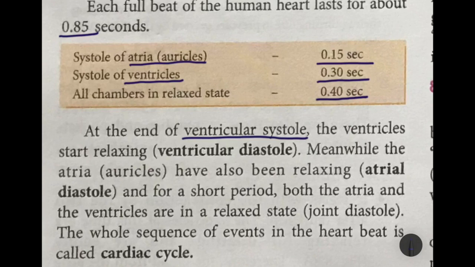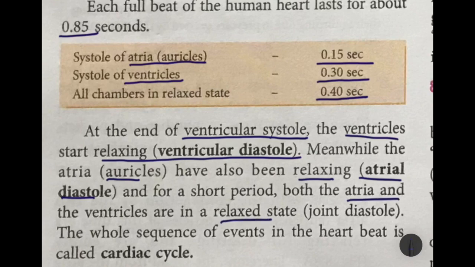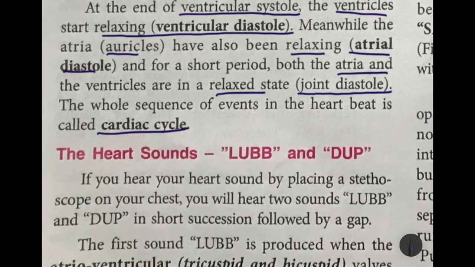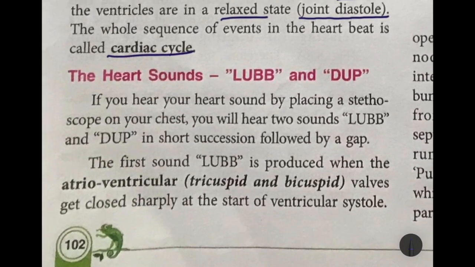Now at the end of the ventricular systole, when the ventricles are contracted, they start relaxing. That is ventricular diastole. So in the meantime, the auricles have also been relaxing, that is atrial diastole, and for a fraction of a second, for a short period, both the atria and the ventricles are in a relaxed state. So that is known as joint diastole. That means when both the atria and the ventricles are in a relaxed state. So the whole sequence of events in the heartbeat is called the cardiac cycle.